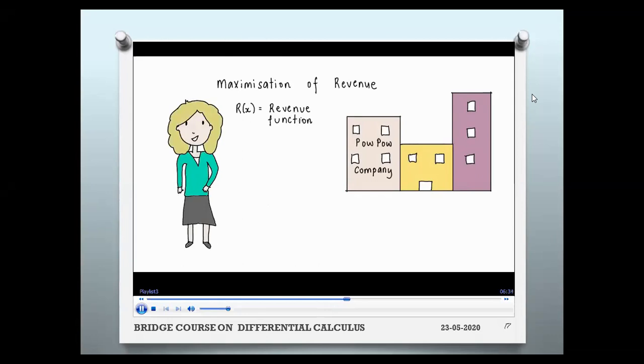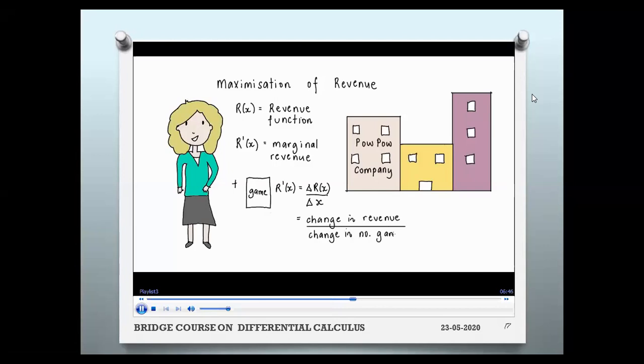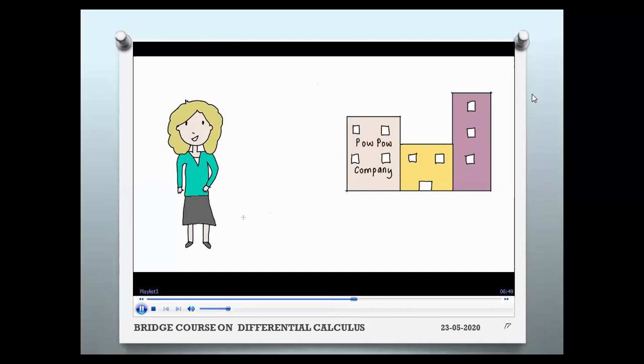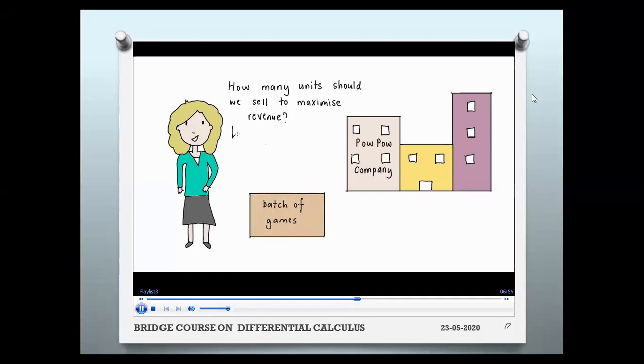Revenue function is given by R(x). Marginal revenue, R'(x), is the first derivative of revenue. This is the increase in revenue generated when producing one additional video game: change in revenue divided by change in quantity of video games. So what this tells us is exactly how many units you should sell to maximise your revenue, so PowPow doesn't lose any money by producing too many units. This also takes into consideration the fixed cost of producing a big batch of video games.